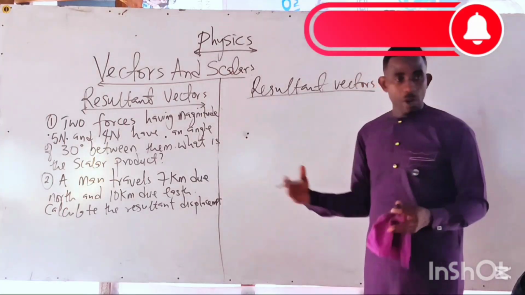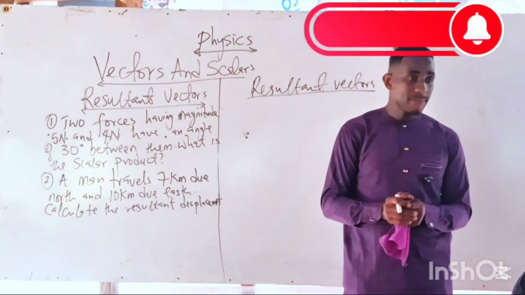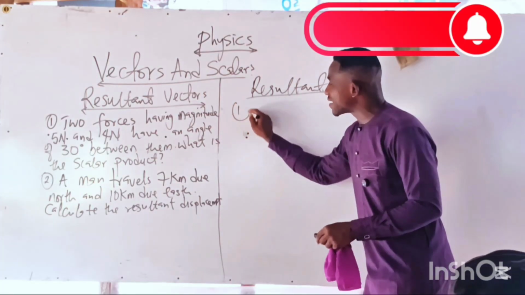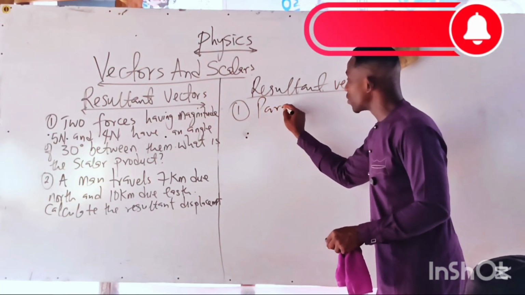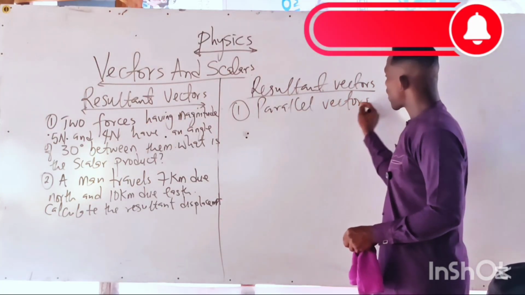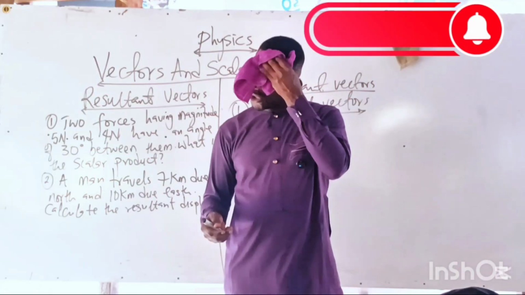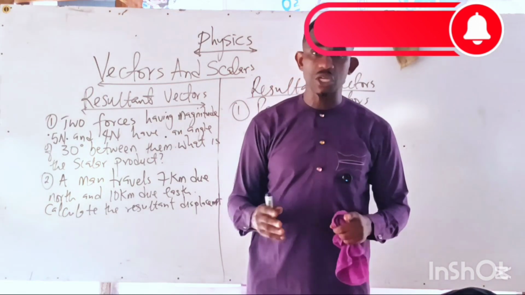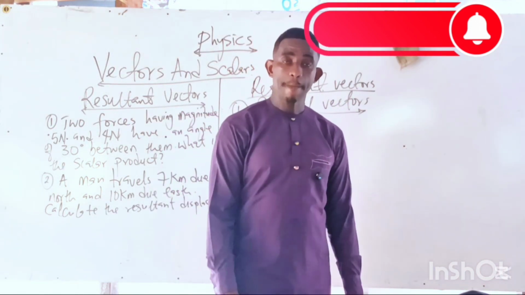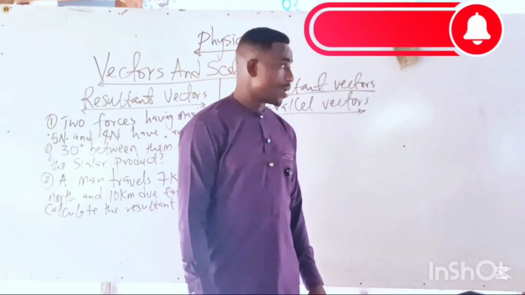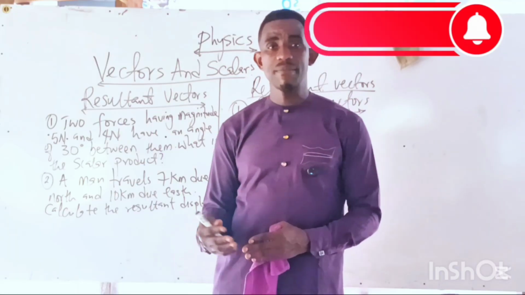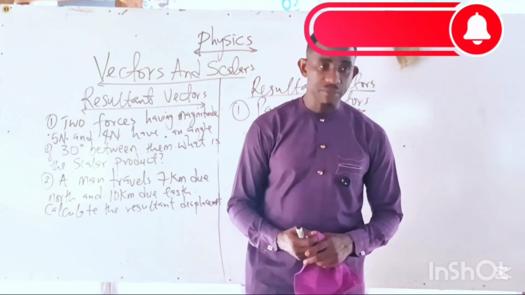Talk about resultant, we are actually talking about the sum. So the first case is called parallel vectors. Two vectors are said to be parallel to each other if the angle between them is 0. I hope that one is clear.